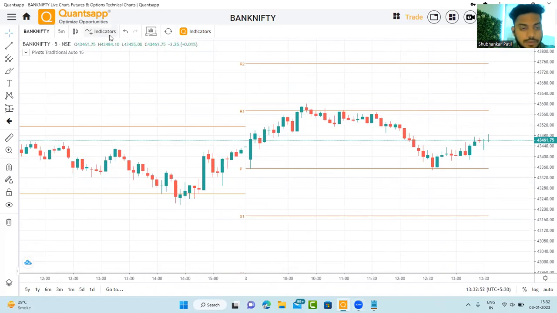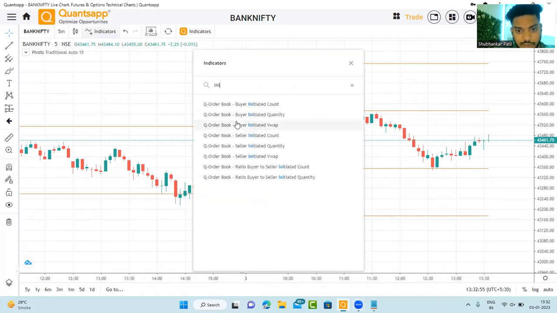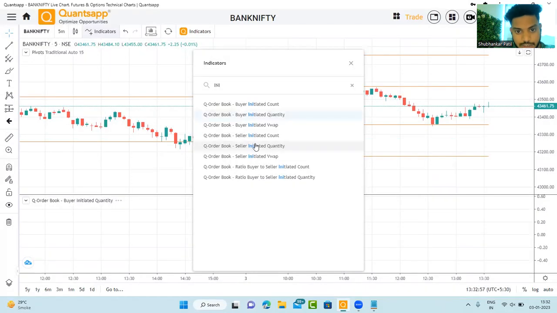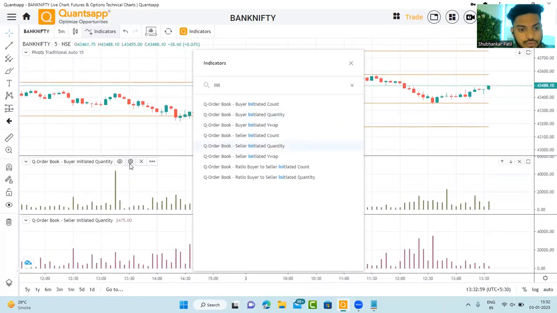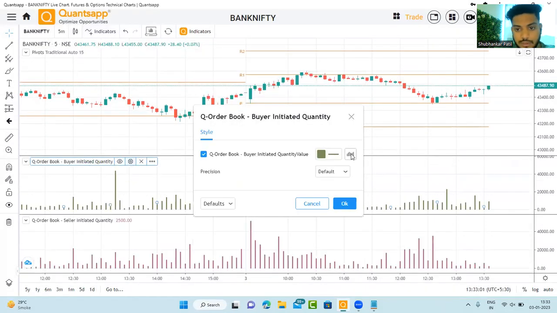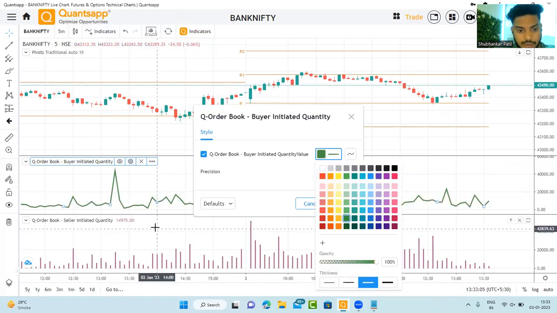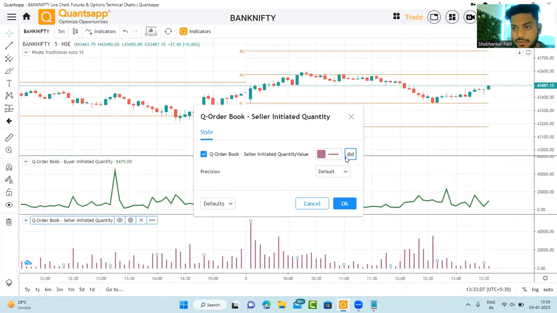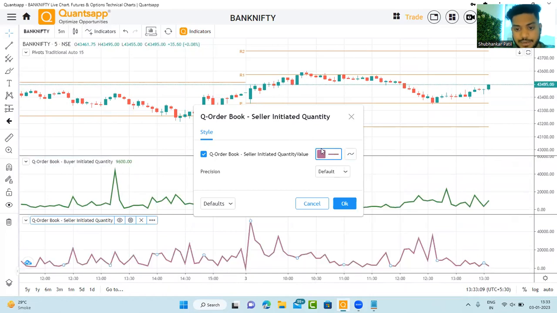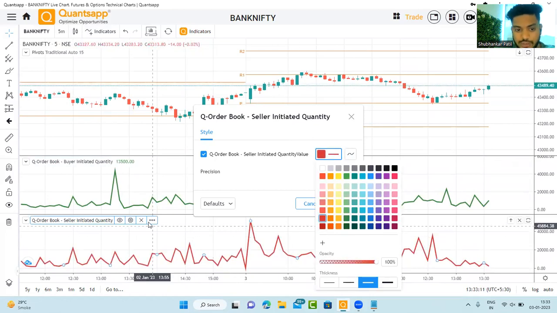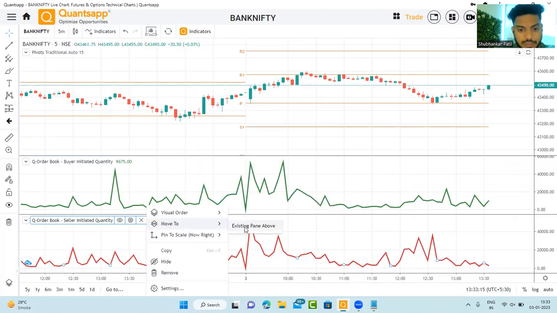Another analytics on top of this would be the buyer initiated quantity and seller initiated quantity, which shows you how much quantity the buyers are buying on the ask price, and how much sellers are selling on the bid. What is this for? This is to sharpen your trades, and we have a lot of videos on this, so I will not cover it very much in detail.